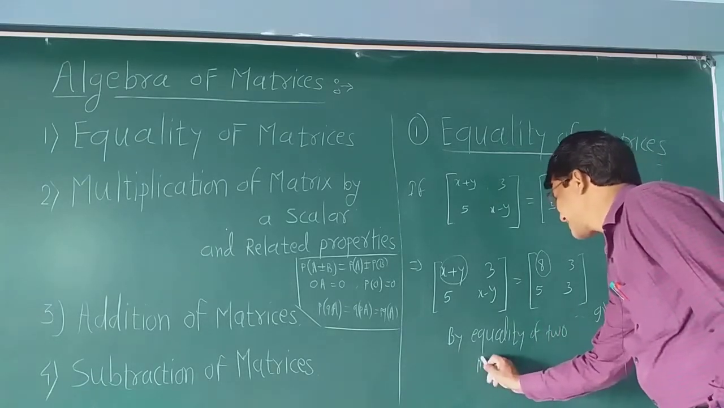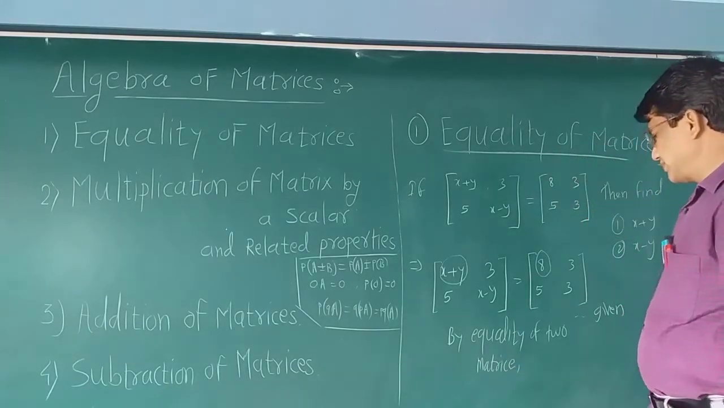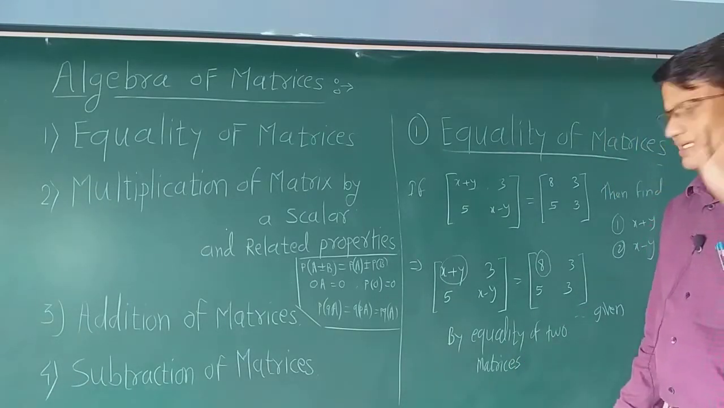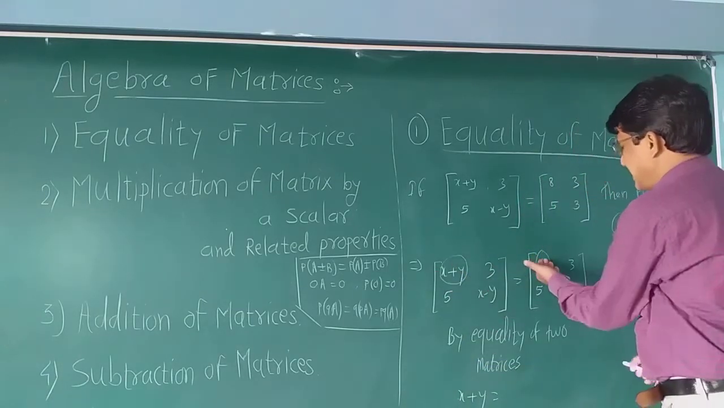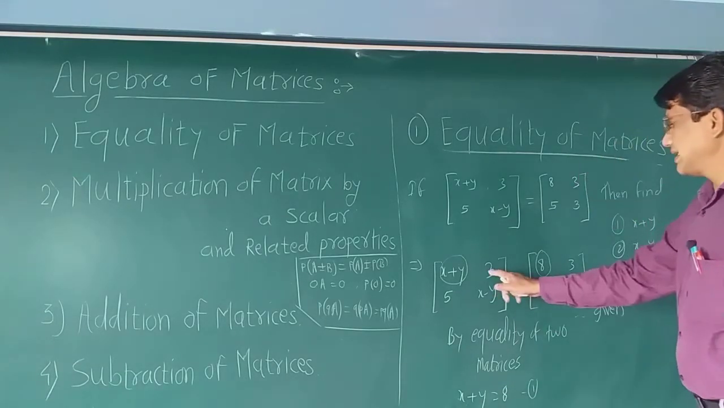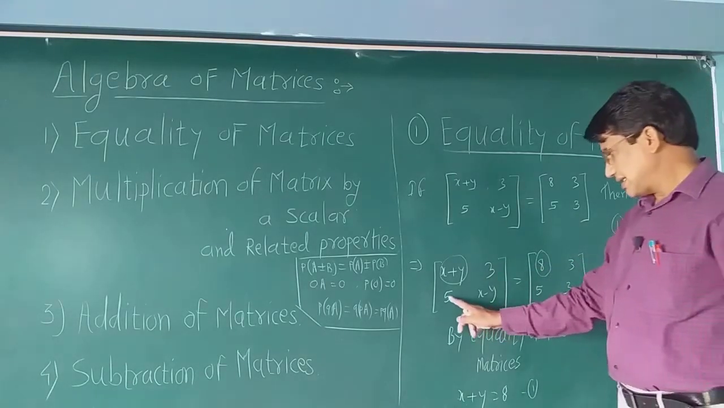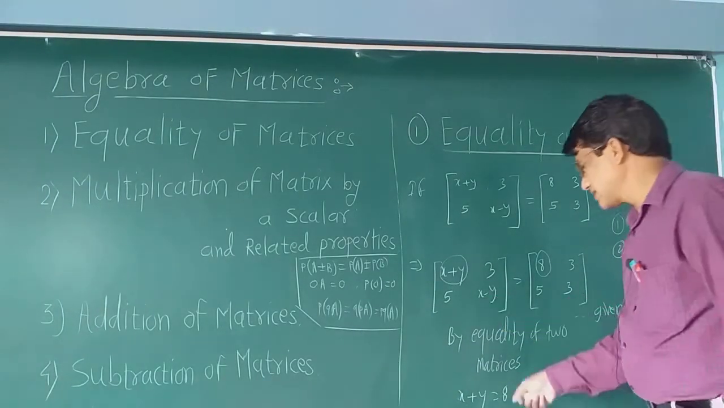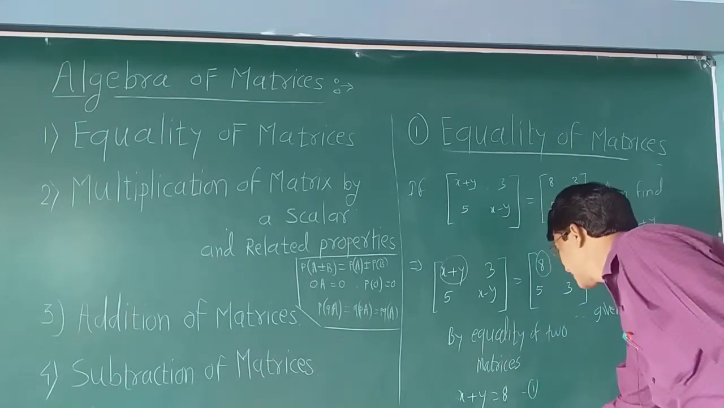By equality of two matrices, corresponding elements are the same. So here x plus y is equal to 8. This is number 1. Again, here this is 3 and this is also 3, equal. Here 5 and here also 5. It remains to find the fourth number, x minus y, and here it is 3. This is number 2.